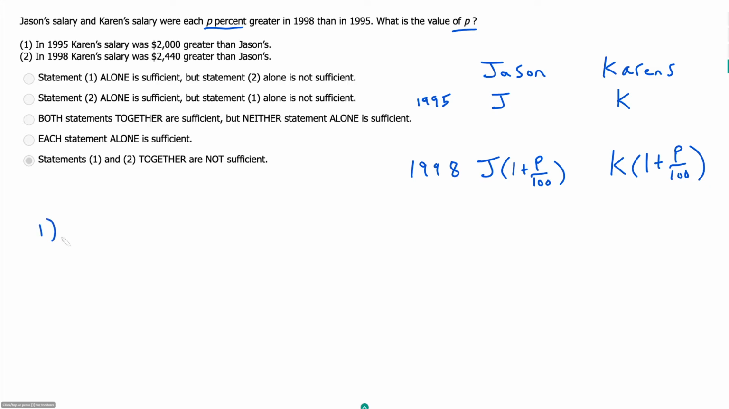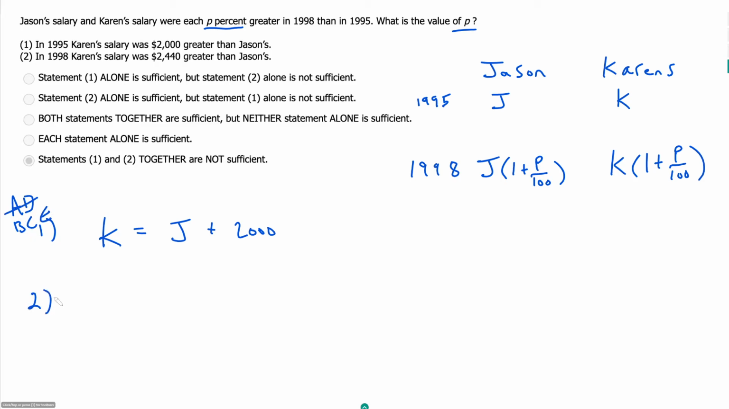Statement 1 says in 1995, Karen's salary was $2,000 greater than Jason's. And so here we know K, Karen's salary in 1995, is equal to J, Jason's in 1995, plus $2,000. Can't solve for P here. We don't even have P in our equation. So certainly insufficient.